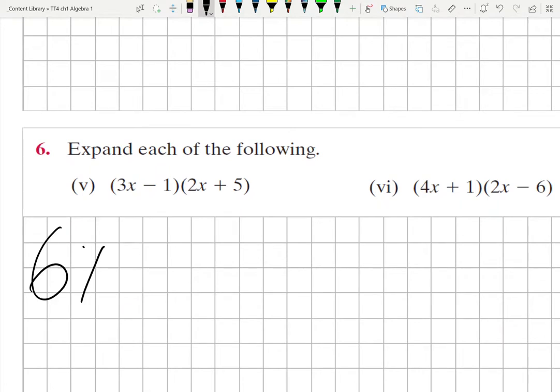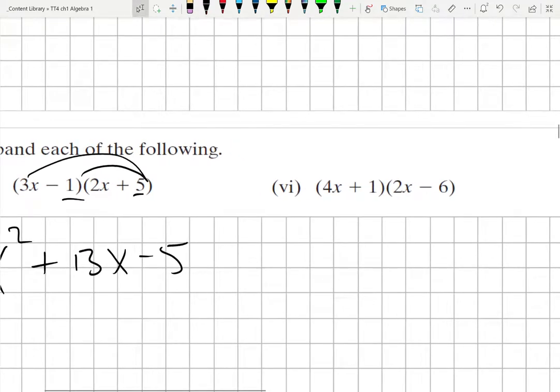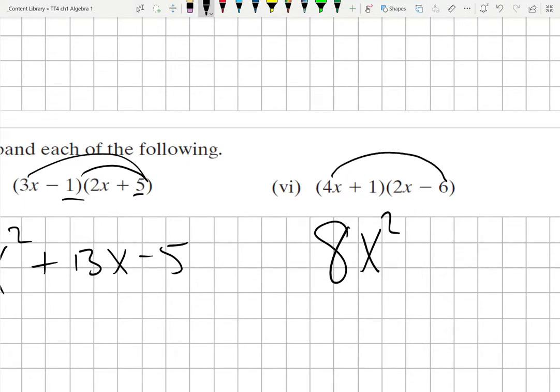Quadratic, 15 take 2, independent. Quadratic, 24 add 2, neg 24 add 2, independent.